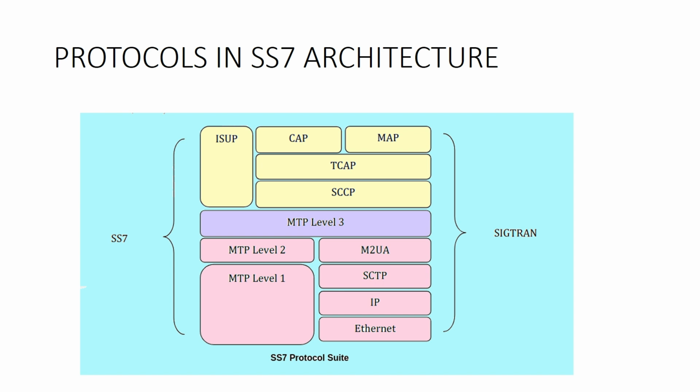This is the architecture for the SS7 protocol. MTP level 1 is message transfer at the physical layer level. Level 2 is at the data link layer level, and MTP level 3 is at the network layer level. This part is your SS7 protocol part and signal transmission part. Ethernet, all of us know, is the standard physical standard. IP is the Internet Protocol standard. SCTP, we will see one after another. The complete protocol suite is explained in the successive slides.